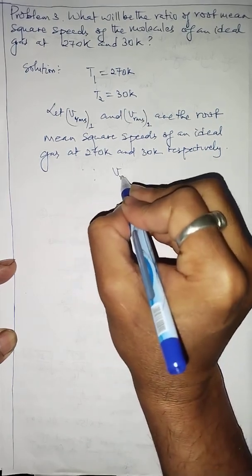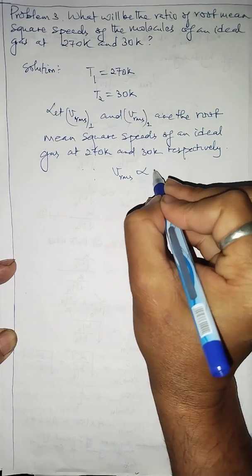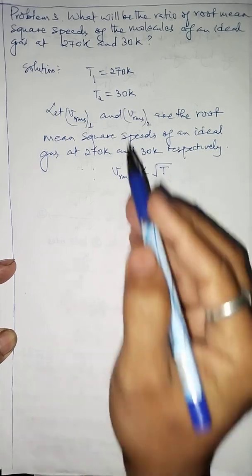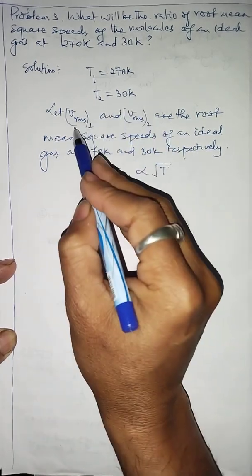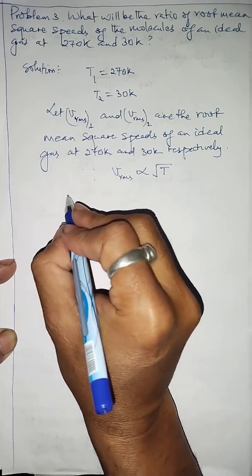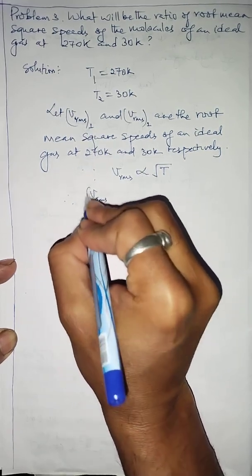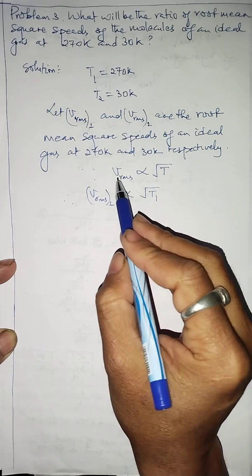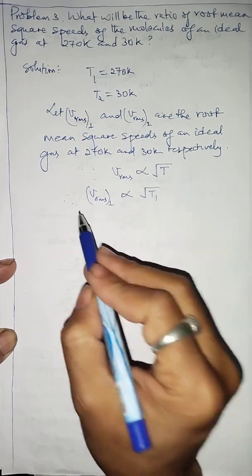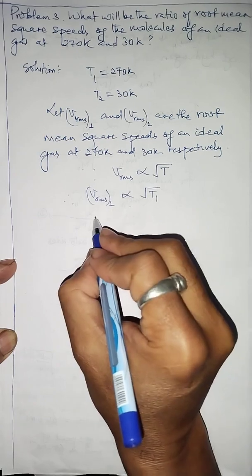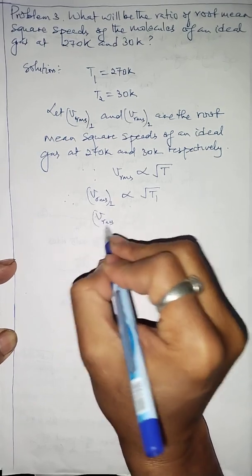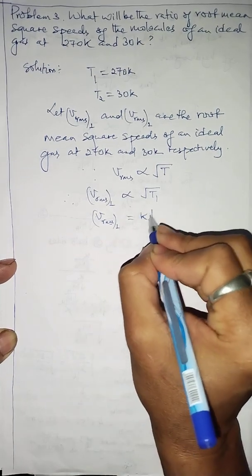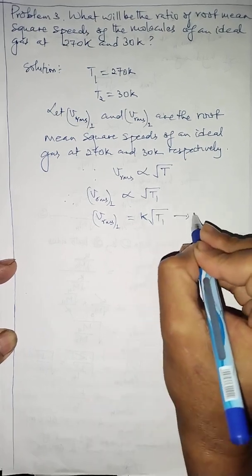As you know, the root mean square speed is directly proportional to the square root of temperature. So V_RMS is proportional to the square root of T. For temperature T1, the root mean square speed is V_RMS1. Therefore V_RMS1 is proportional to the square root of T1. To remove the proportional sign and put an equals sign, you have to put a constant. So V_RMS1 equals k square root of T1. Let me call this equation 1.